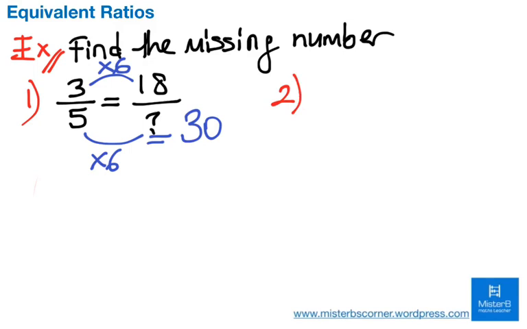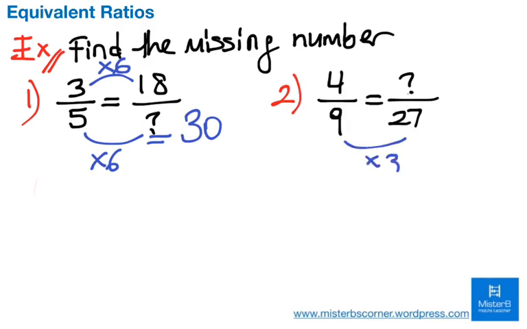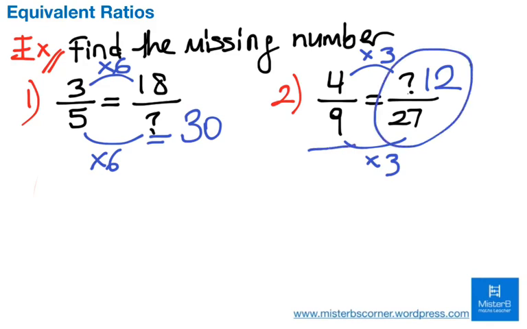Another example. Here it's going to be 9 times 3, which is 27. So it must be 4 times 3, which is 12. So basically what we are doing is we are finding the equivalent fractions to the given ratio, right? 4 over 9 is the same as 12 over 27.